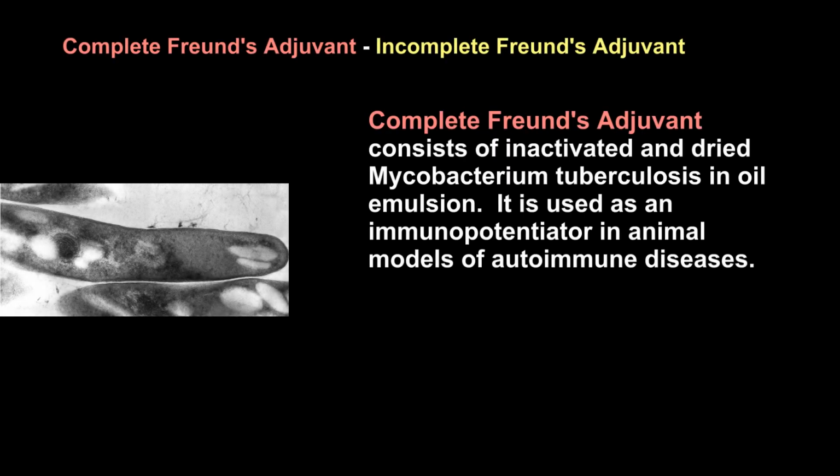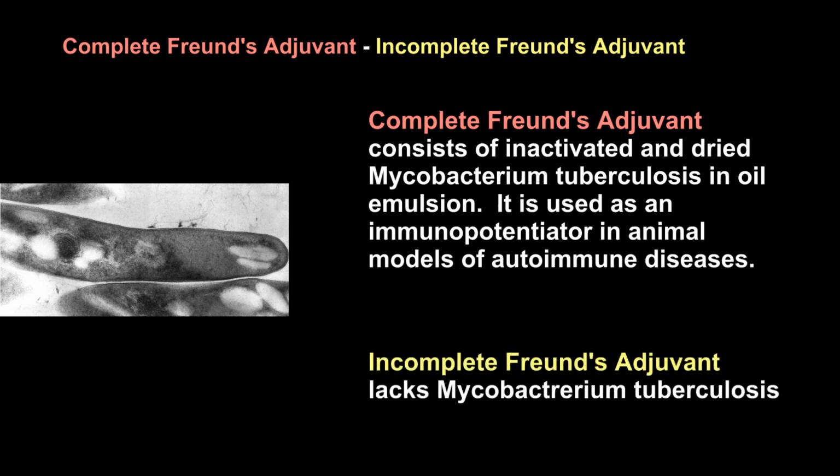Complete Freund's adjuvant consists of inactivated and dried Mycobacterium tuberculosis in oil emulsion. It is used as an immunopotentiator in animal models of autoimmune diseases. Incomplete Freund's adjuvant lacks Mycobacterium tuberculosis.